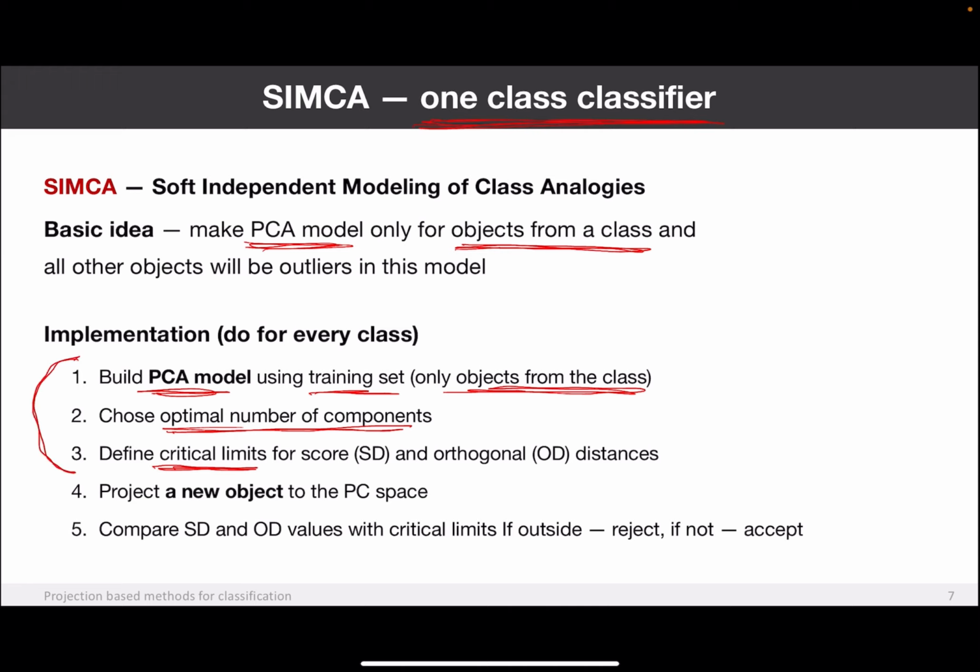And then we have a new object. What we do, we project this object to the PC space that we already created, and then we simply compute the score and orthogonal distance for this object, and we compare this with some critical limits. We will discuss details in a minute. If these distances are small enough, we accept it. If these distances are large, we reject it. So that's the basic idea. So strictly speaking, SIMCA is a way to identify extreme objects in your PCA model, or outliers if you want.